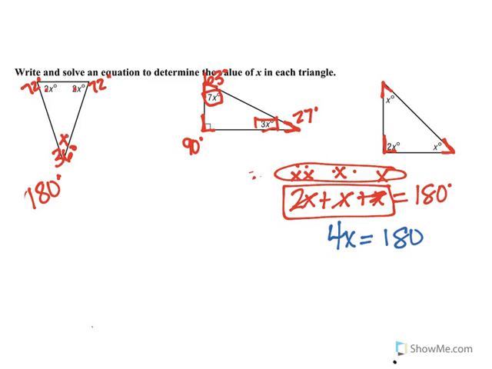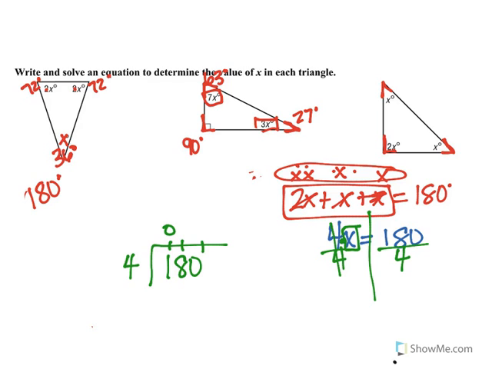All right, what's happening between the 4 and the x? They're multiplying. You're the variable. How do you get rid of times 4? Divide by 4. What you do to one side, you must do to the other. So let's go ahead and do 180 divided by 4.